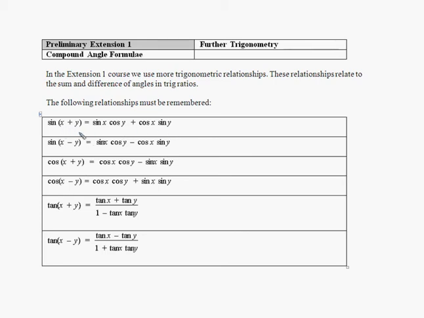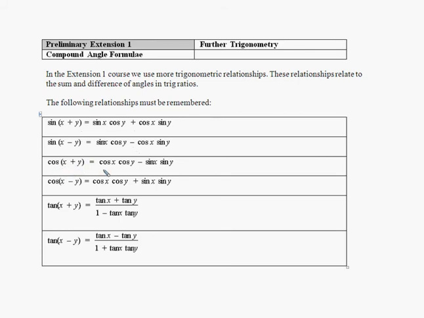So the sine of x plus y is sine x cos y plus cos x sine y. So you notice the sine x cos y and cos x sine y swap around there with the x and the y, and it's plus. So you remember that. Sine x minus y is the same thing except it's a minus there. So if you remember that, you get the sine x cos y in both and cos x sine y, so they swap around, but the signs are the same as what we've got here.